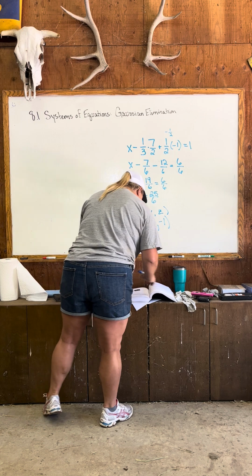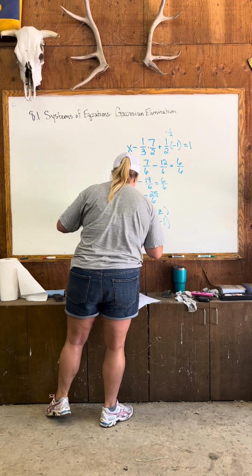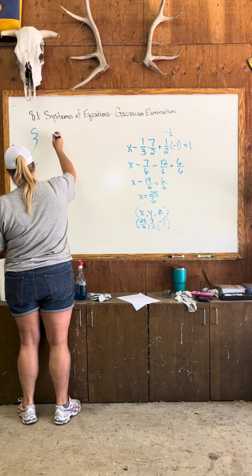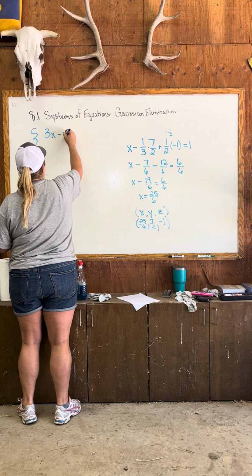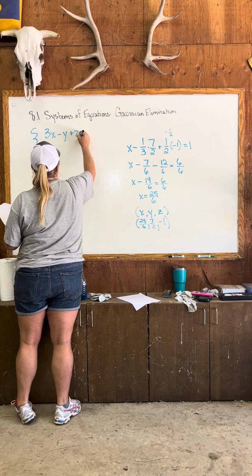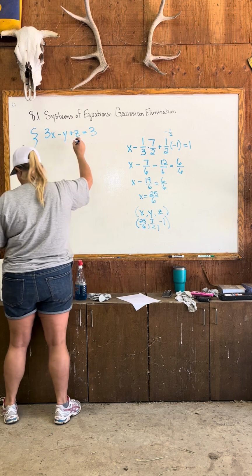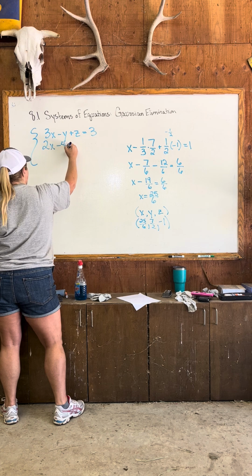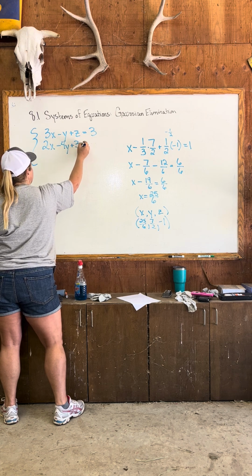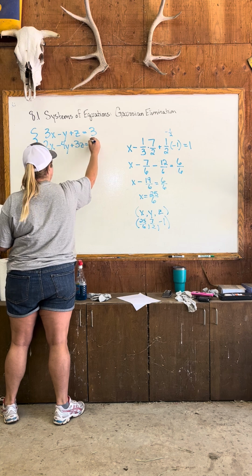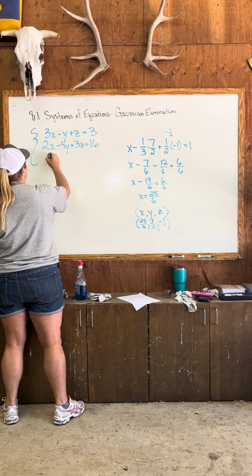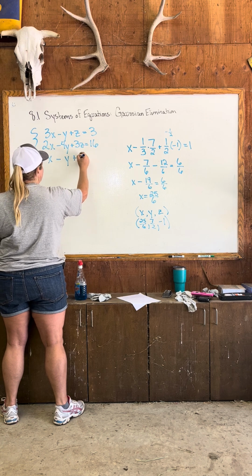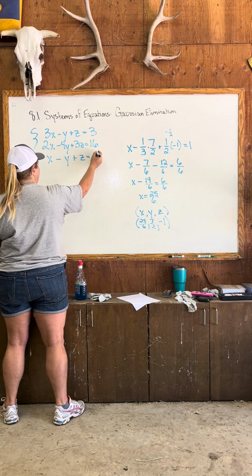And we'll try to work through this the way that they want us to. Okay. So we've got the system 3x minus y plus z equals 3. And then the next one is 2x minus 4y plus 3z equals 16. And then the third one is x minus y plus z equals 5.